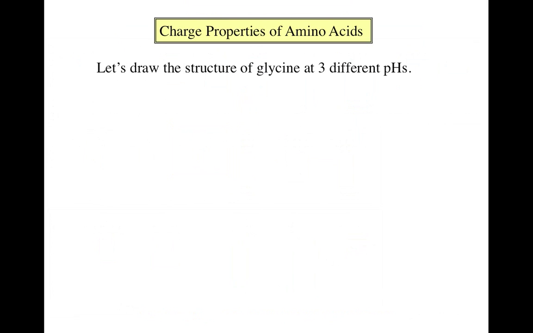Let's draw the structure of glycine, the simplest amino acid, at 3 different pHs to see how the amine and carboxyl groups look different at the 3 pHs. Keep in mind that the pK of the carboxyl group is 2.3 and the pK of the amine group is 9.6, as determined by the magic sheets handed out in class.